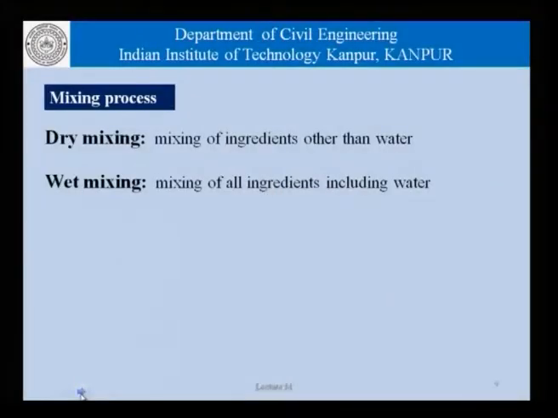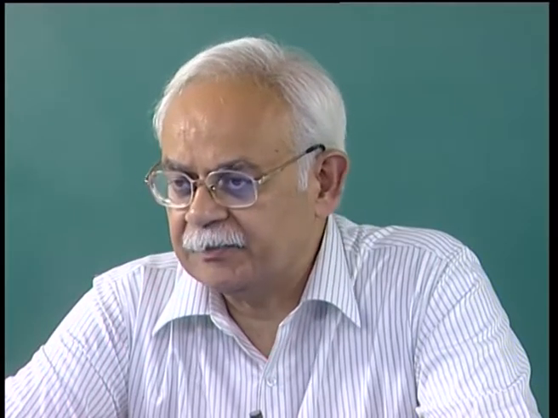Now, sometimes in order to ensure proper mixing, since there are no standards to evaluate whether the concrete has actually been mixed to the extent that it has become homogeneous, specifications may talk in terms of a minimum mixing time.